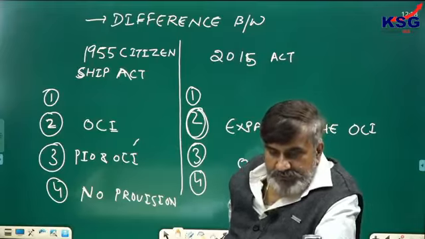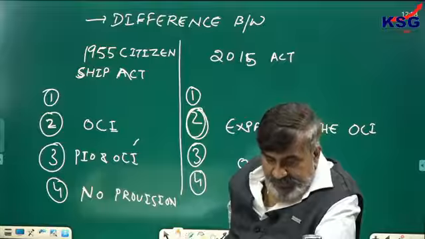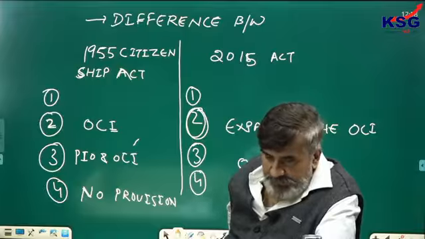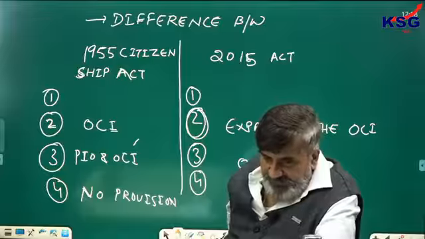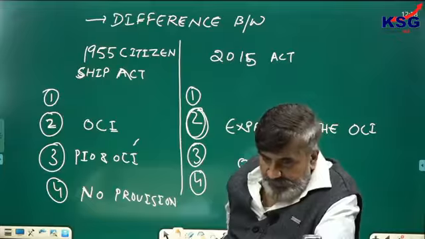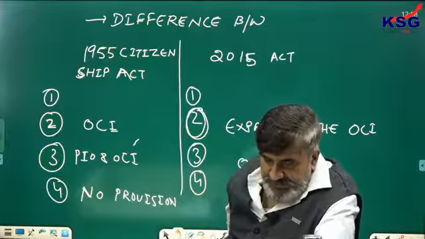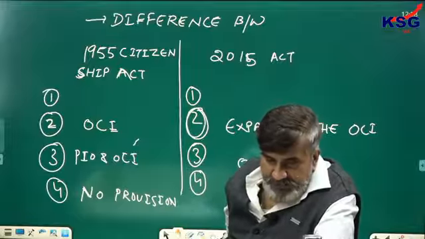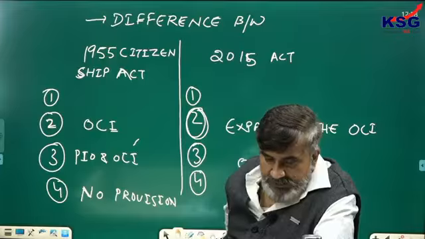OCI card of a spouse can be cancelled under two circumstances. First, if the court dissolves their marriage, and second, if the spouse marries another party without divorcing.